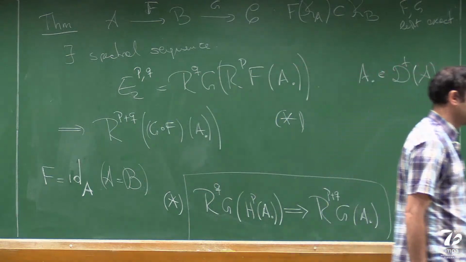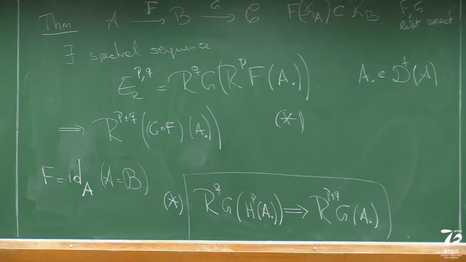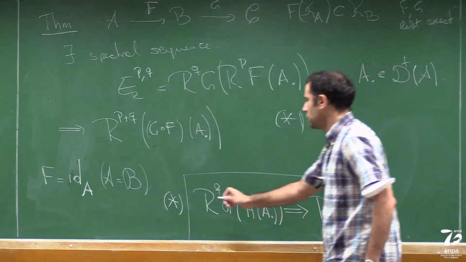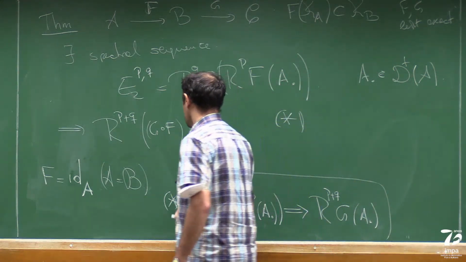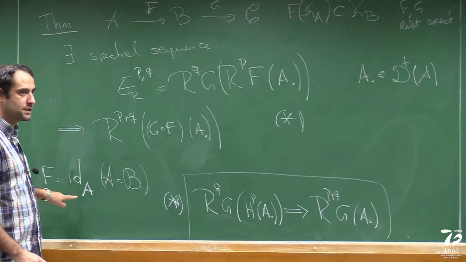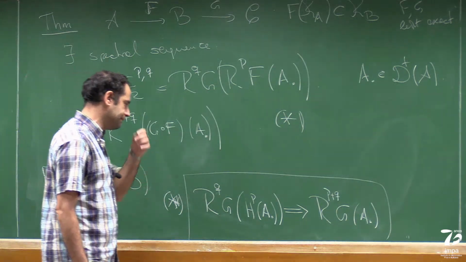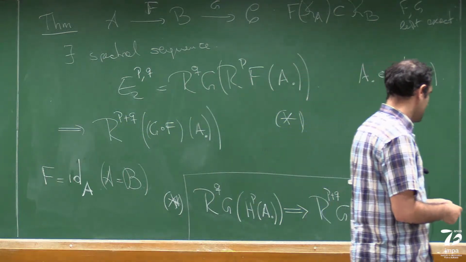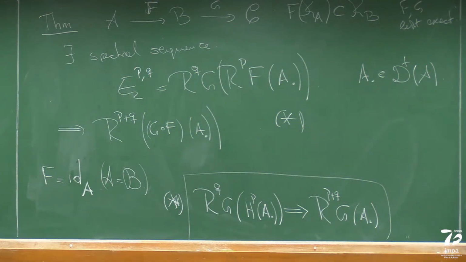So this is the hard part to prove. Let's reduce the theorem to proving that. So let's call this guy 2 star. So clearly this implies this in the case F is the identity. Okay, so how do I prove star from 2 star?